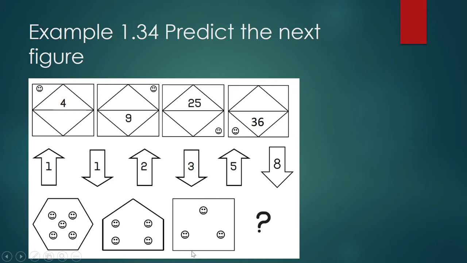How about this? Okay, so let us pay attention to the polygons. So the polygon is a hexagon, 6 sides, pentagon, 5 sides, a square, 4 sides. So it's going to be a triangle here. Okay? But what about the smiley? 5, 4, 3, and then 2.